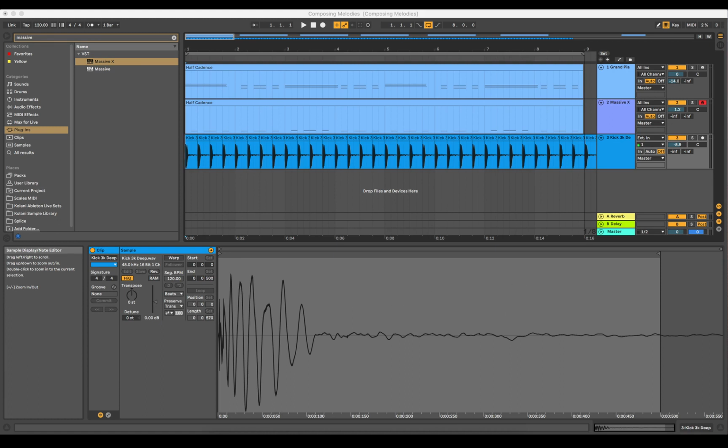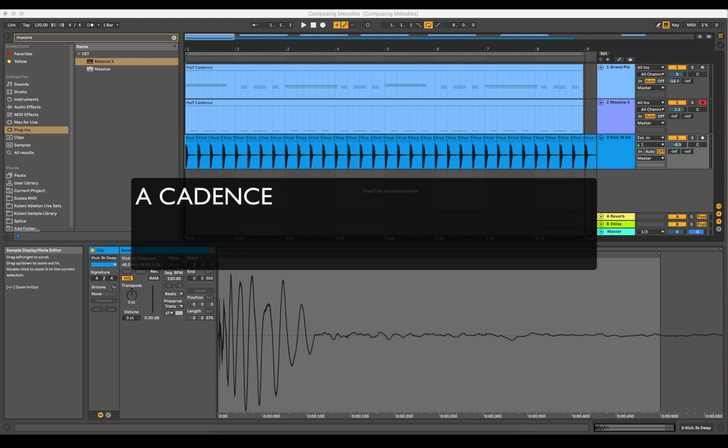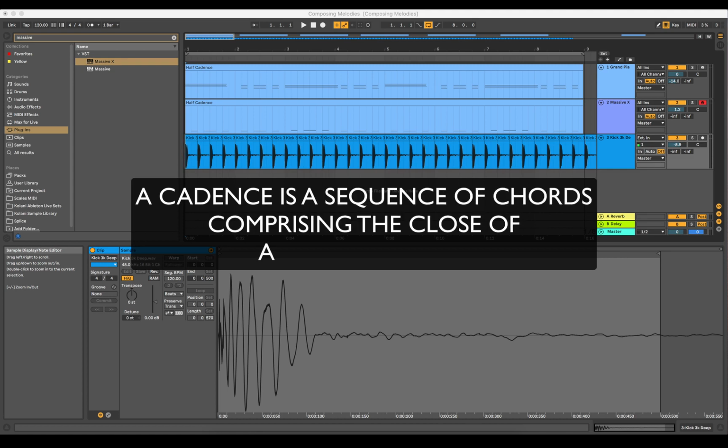In this tutorial, I'm going to talk about cadences. In music theory, a cadence is a two-chord progression. Normally, cadences are something you can think about and apply at the end of a musical phrase. In other words, a cadence is a sequence of chords comprising the close of a musical phrase.